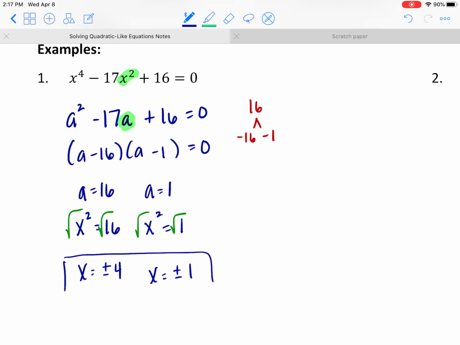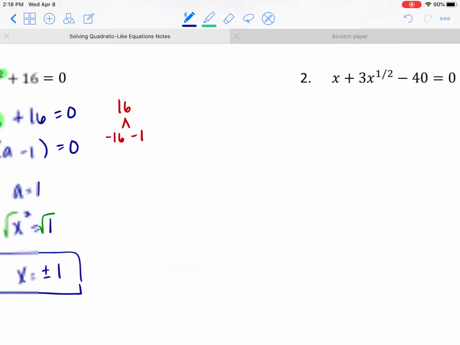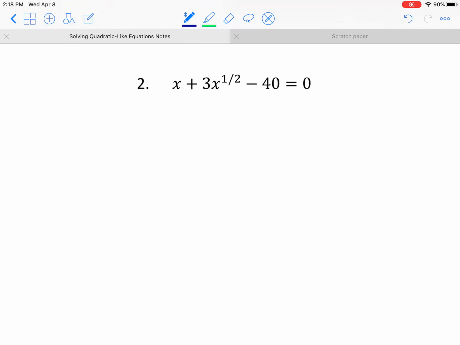Square root here. That means x is going to be equal to plus or minus 4. And then square root here, leaving us x equal to plus or minus 1. 4 solutions makes sense. Our equation had a degree of 4. Okay, hopefully you're taking all this in. Feel free to pause it, take a deep breath, watch it again if you need to. I'm going to keep rolling here.